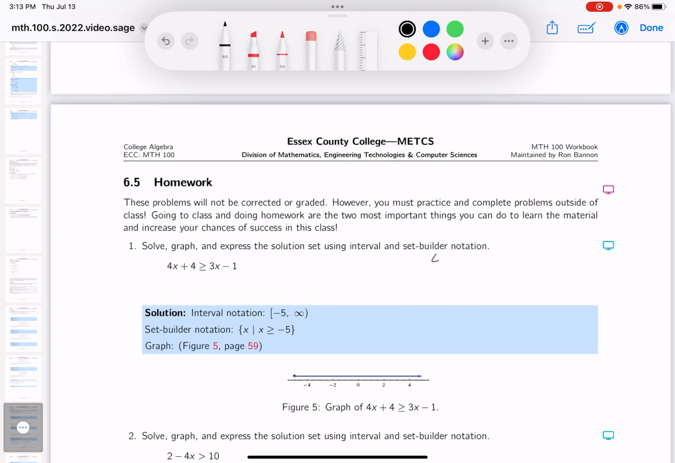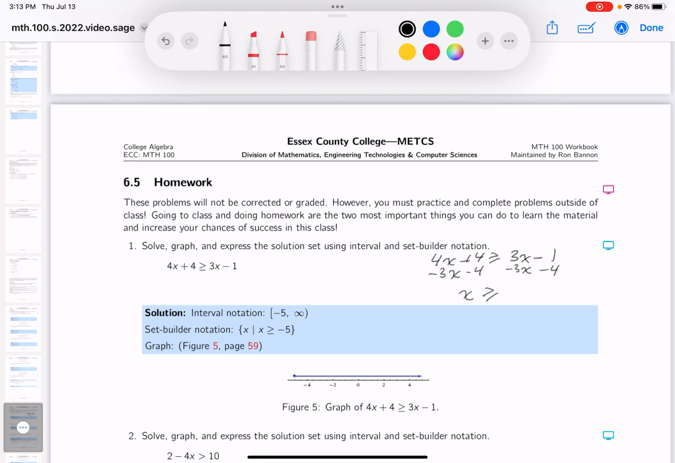So what do you get over here? You get 4x plus 4. I'm not going to read the inequality yet. I'm not going to read it until I get the x isolated. So I'm going to subtract 3x from both sides. And I'm going to subtract 4 from both sides. And what do you get there? You get x.